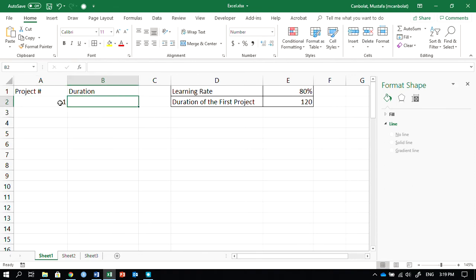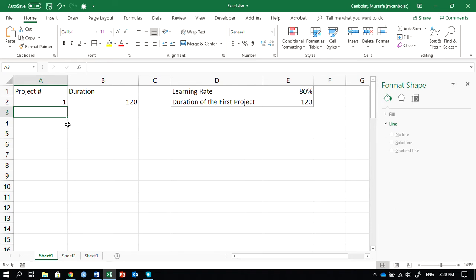Okay, so for example, if you complete a project the first time in 120 hours, then for the second one, when you double the production amount from 1 to 2, you are going to see a constant rate of decrease in the duration. And that constant rate of decrease is called the learning rate, which is 80%.